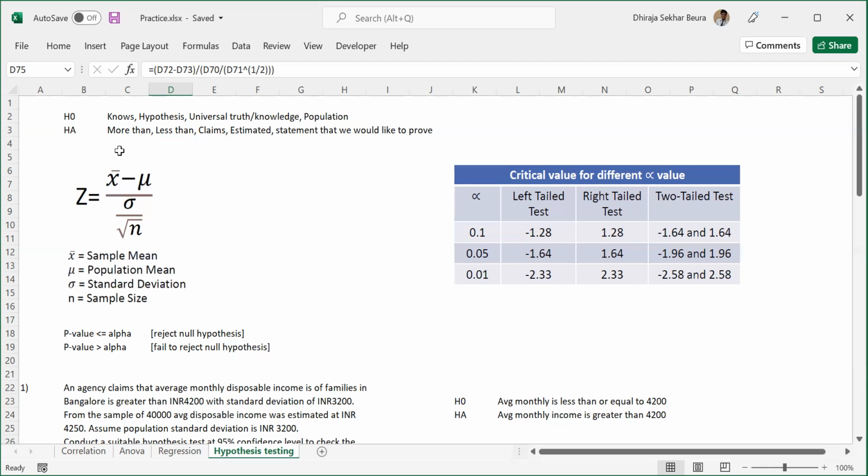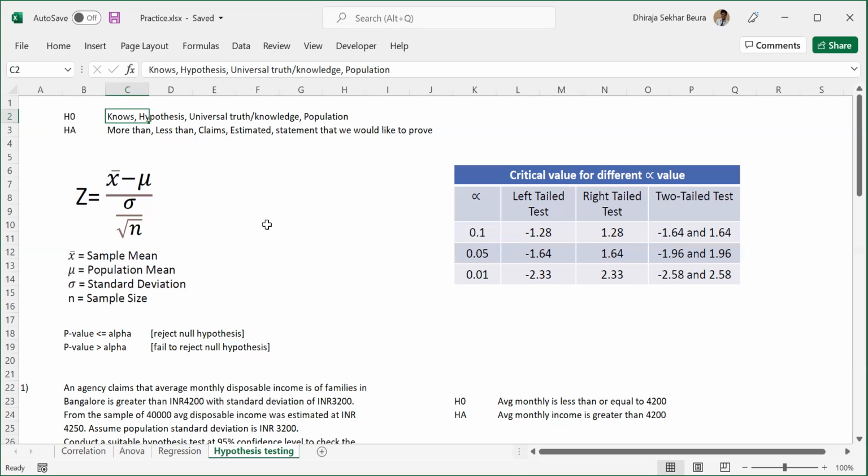So a null hypothesis will be something that we know, something that we are hypothesizing, or it is a universal truth, it is knowledge, or it is about a population. Now, what do we know? We know that Earth moves around the sun, right? So one can say that Earth moves around the sun. Another one can say the sun moves around the Earth.